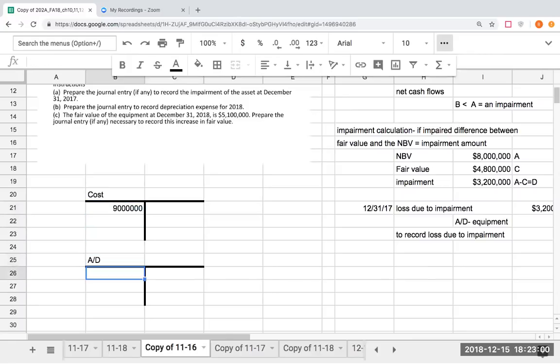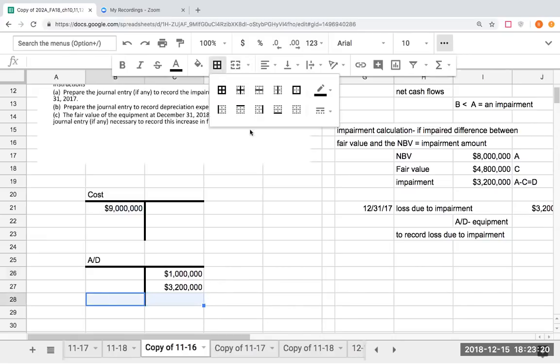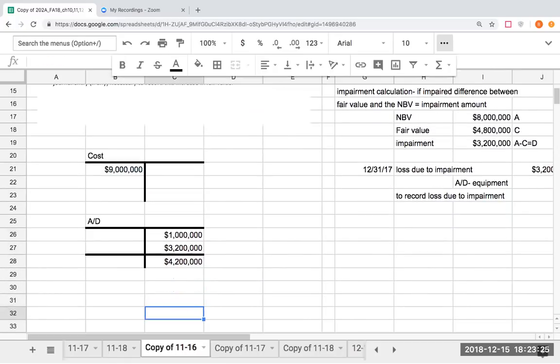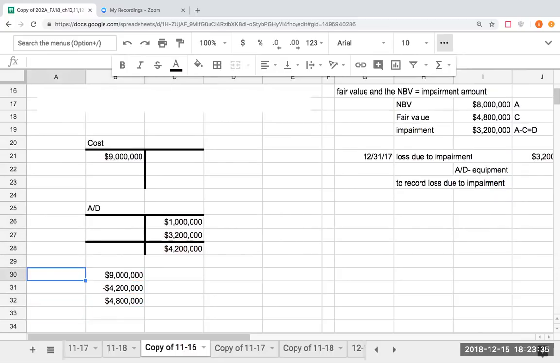My accumulated depreciation on the equipment had an opening balance of 1 million. And then I did an impairment here, and the amount of my impairment was 3.2 million. So my total amount in terms of my new net book value is going to be the 9 million minus the 4.2 million, or 4.8 million.